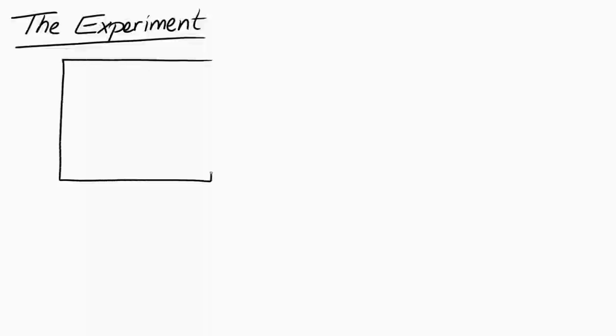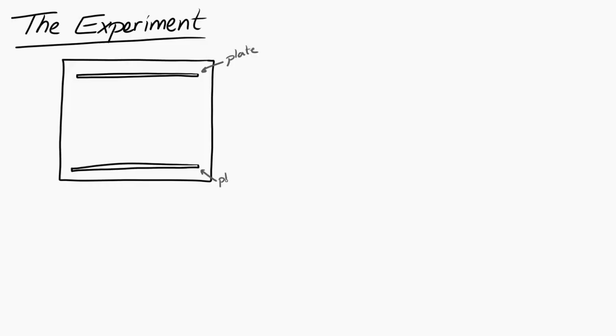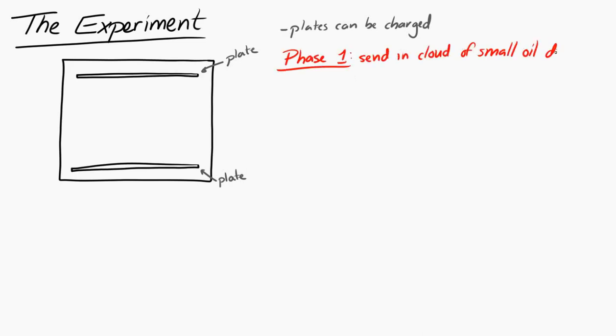Here's what the oil drop experiment did. Millikan had a closed chamber, and inside this chamber there were two plates, an upper plate and a lower plate. Those two plates could be charged, though in this first part of the experiment they're not charged. Millikan sent in a cloud of small oil drops in between the plates, and each of these little oil drops was ionized or charged.